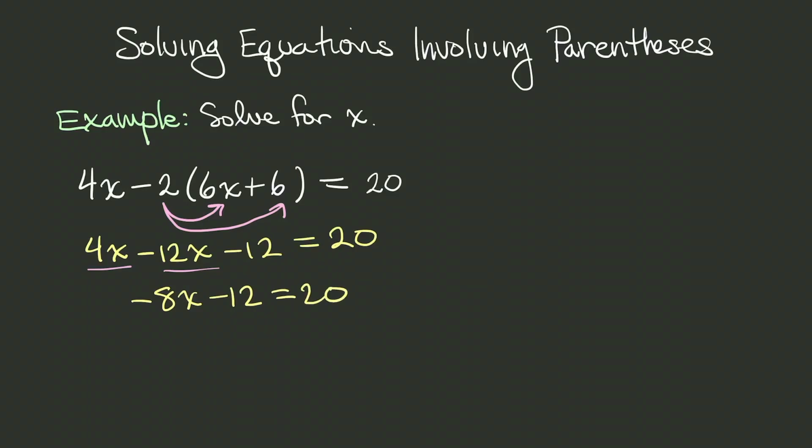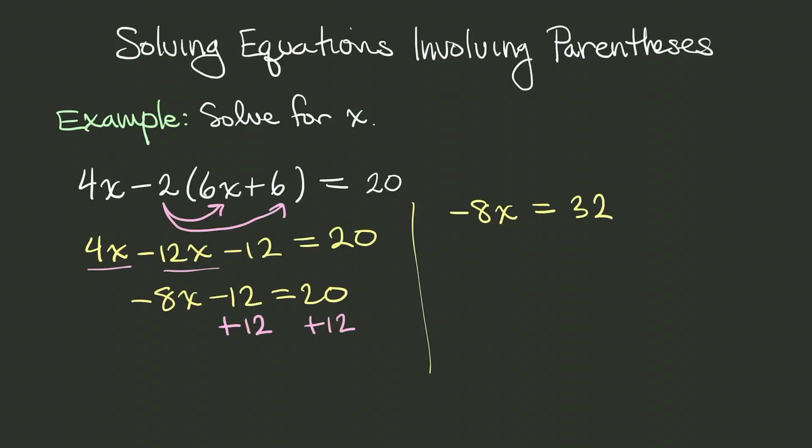Now this becomes a two-step equation. We want to get the x term by itself, so we'll add 12 to both sides. On the left-hand side, that's going to leave us with -8x. And on the right-hand side, we'll have 20 plus 12, which is 32.